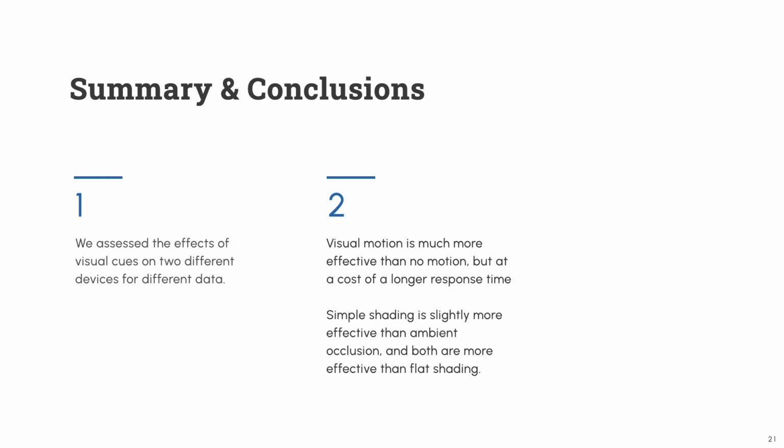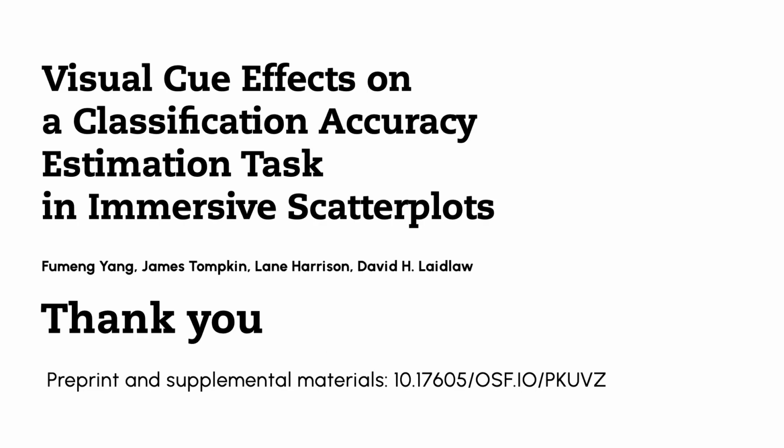To summarize and conclude this work, we assessed the effect of visual cues on 2 different devices for 2 different datasets. We found strong effects from factors like visual motion. We also found small effects from factors like shading. Last, we suggest that future work should use simple shading, but focus more on designing effective interaction techniques to leverage visual motion. And thank you so much for listening.